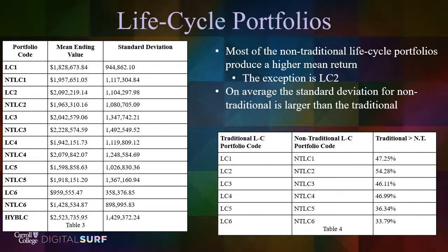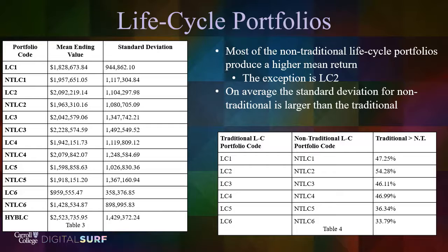This is because Lifecycle 2 does not contain any cash. So this tells us that since cash has such a low return, it could be the downfall to all of our traditional life cycles we see here. Also, looking at the standard deviation of all of these portfolios, we can see that the non-traditional has a higher standard deviation than the traditional, which means that it is riskier. This is, of course, other than LC2, which has a higher standard deviation than NTLC2.